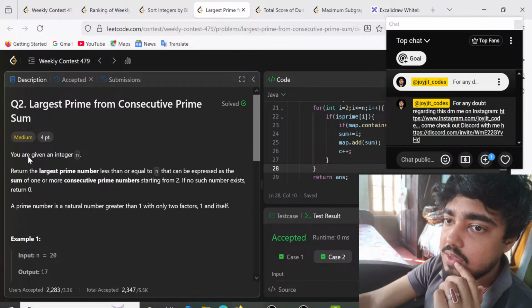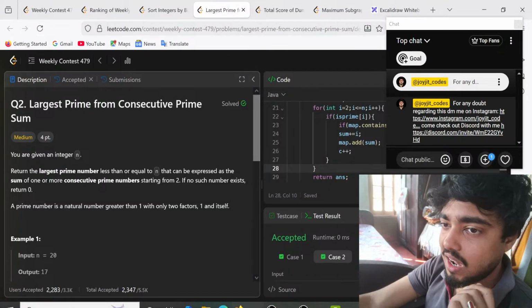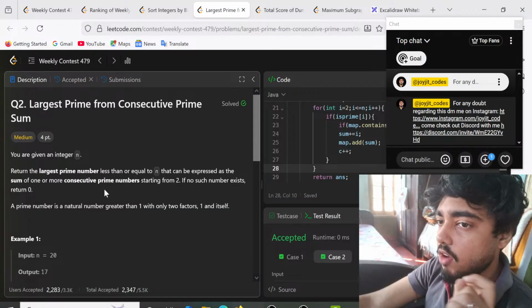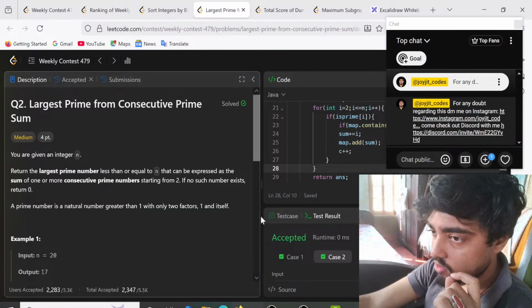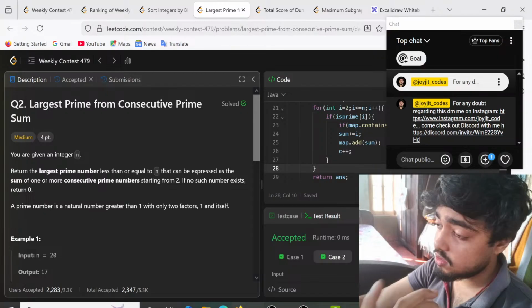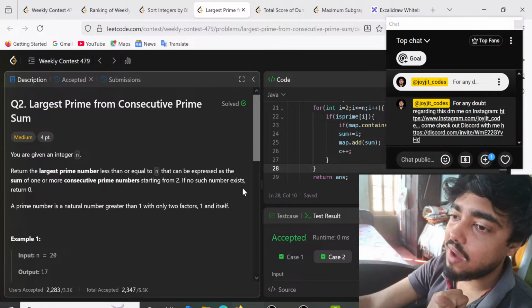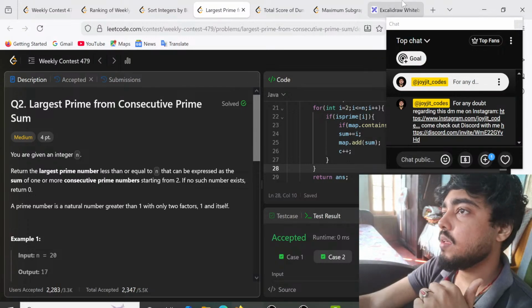You're given an integer n, return the largest prime number less than or equal to n that can be expressed as a sum of one or more consecutive prime numbers starting from 2. If no such number exists, return 0. A prime number is a natural number greater than 1 with only factors 1 and itself. Okay. What does it mean?